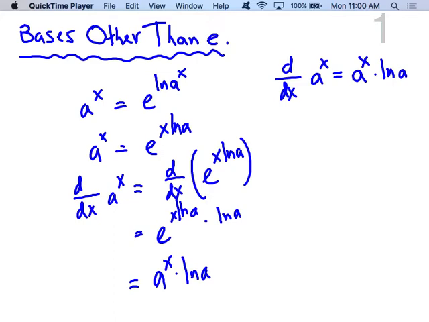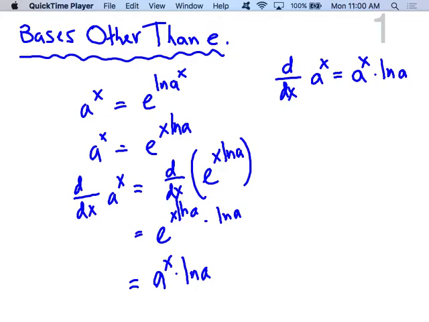Question? Do you raise the log to the power of a to the x? You could. I mean, you know, you could hit yourself in the head with a hammer, but that doesn't mean you want to. So, does that answer your question? Yeah. Okay, good. Any problems with that?